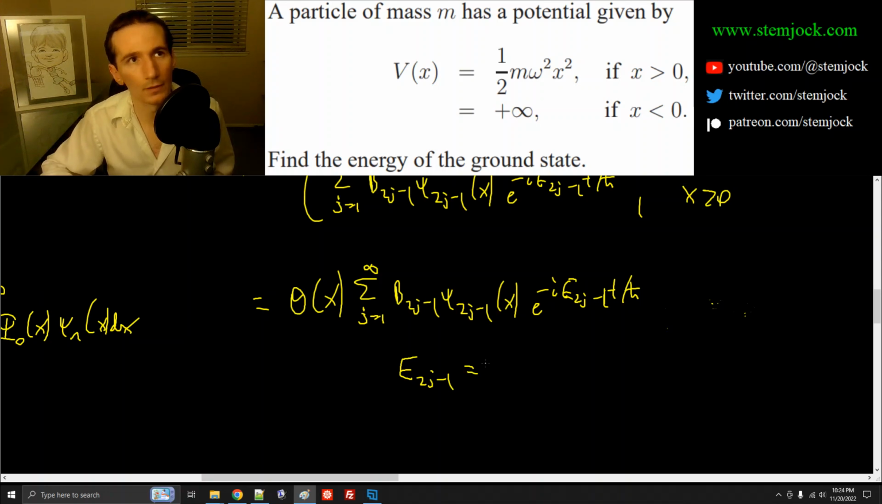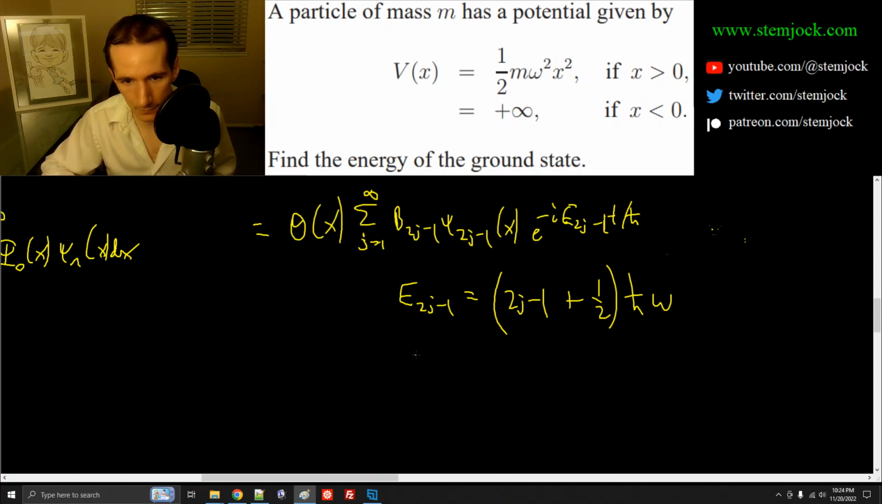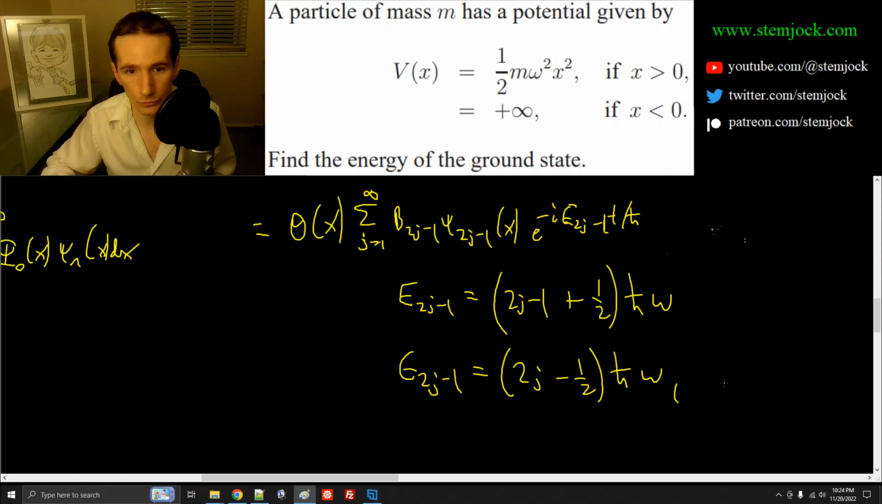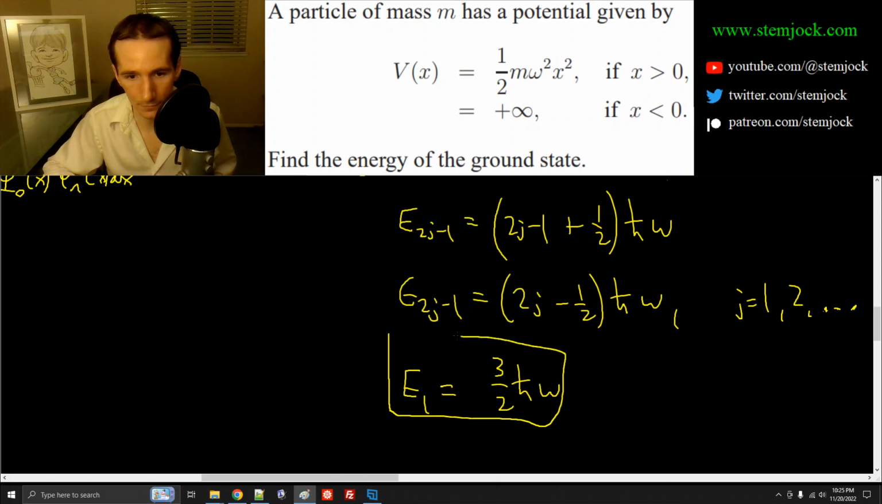The energy of the nth eigenstate is n plus a half. So I'm going to plug in 2j minus 1 plus a half times h bar omega. And if I simplify this, this is 2j minus a half times h bar omega, where j goes from 1, 2, and so on. The ground state is the smallest value of the energy, so it's going to be j equals 1 if I plug it in here. So the ground state is E_1. It's going to be 2 minus a half, that's 3 halves, times h bar omega. That is the ground state for a particle of mass m in the half harmonic potential.